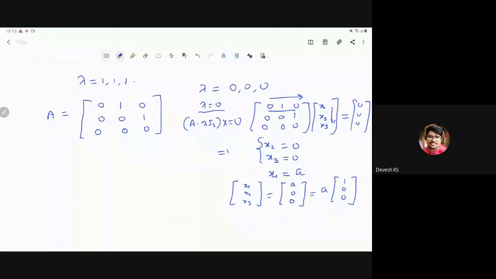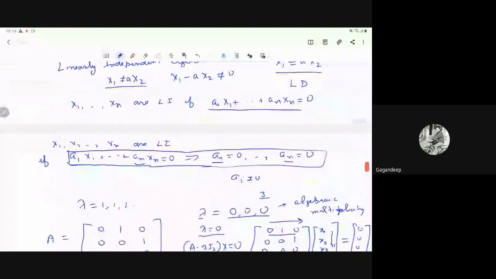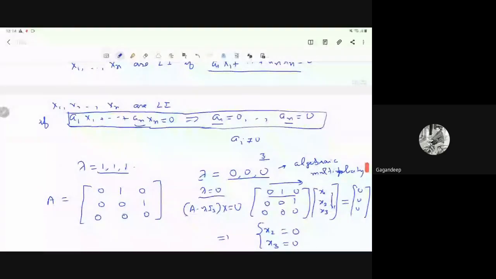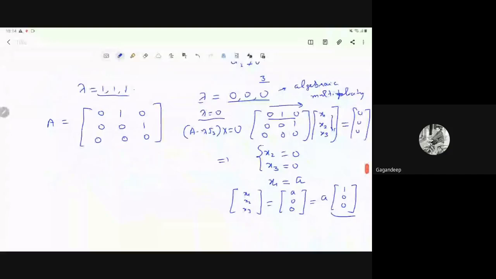Interesting. Lambda equal to 0 is repeating 3 times. We call it algebraic multiplicity. The number of times an eigenvalue repeats is called its algebraic multiplicity. So for lambda equal to 0, the algebraic multiplicity is 3, but you are getting only one eigenvector. In case of the unit matrix, the algebraic multiplicity of 1 is 3, but in that case you are getting 3 eigenvectors: 1, 0, 0, 0, 1, 0 and 0, 0, 1.